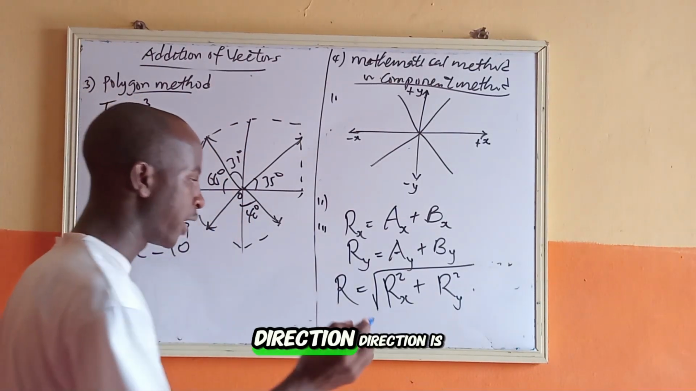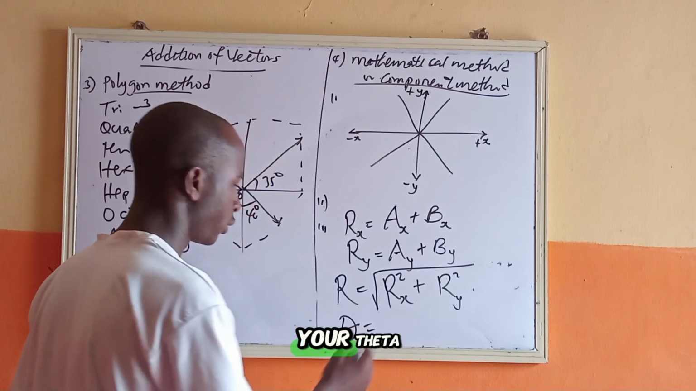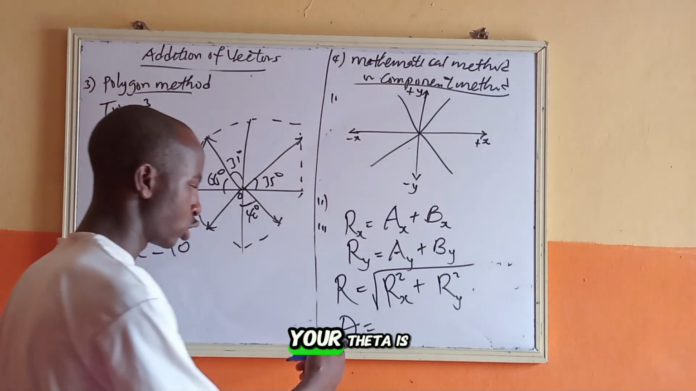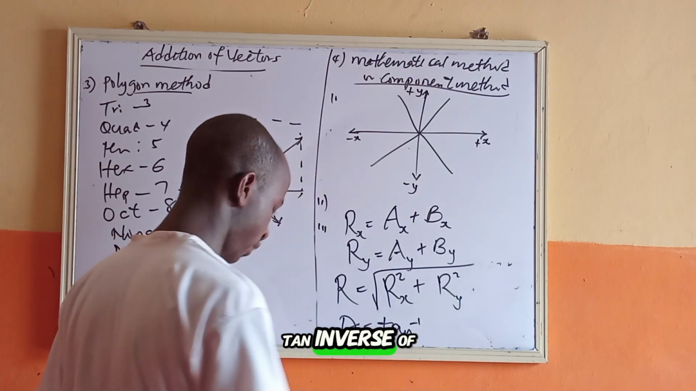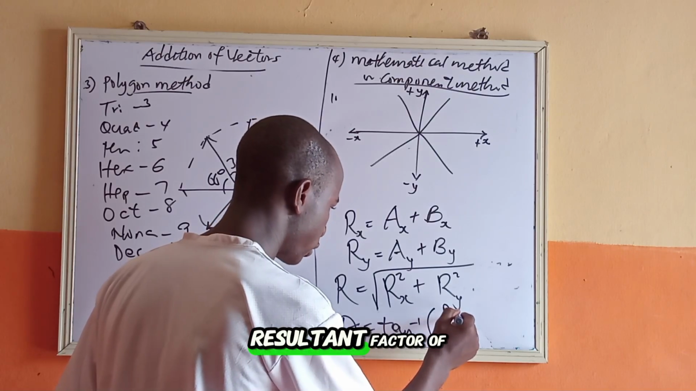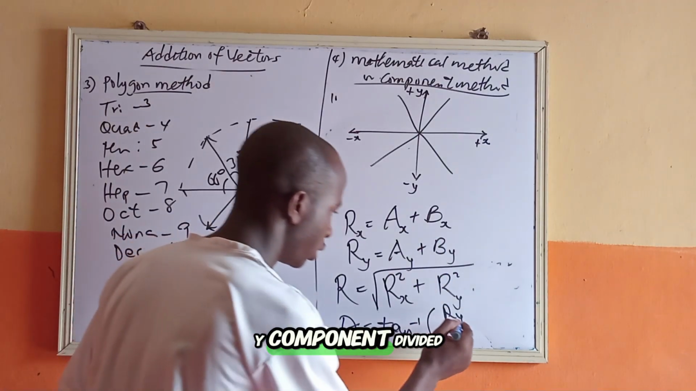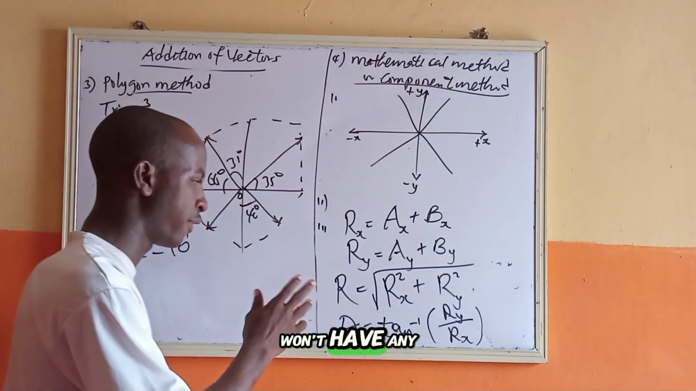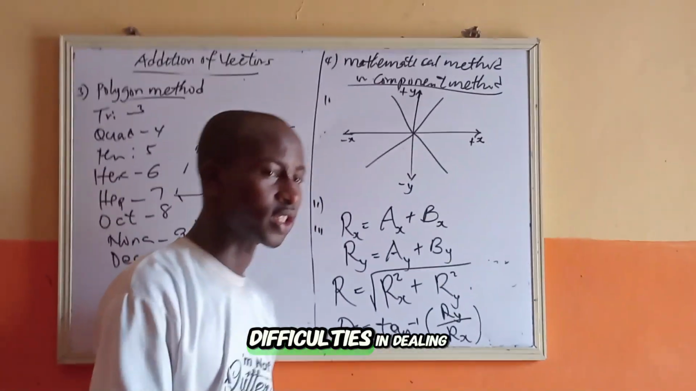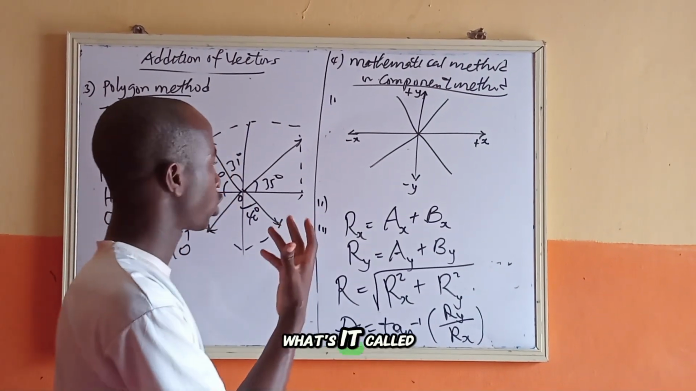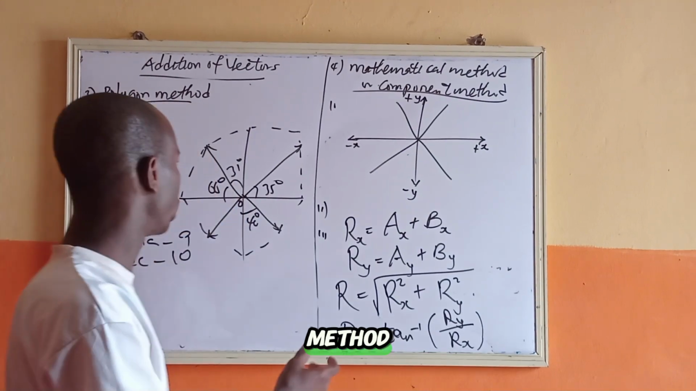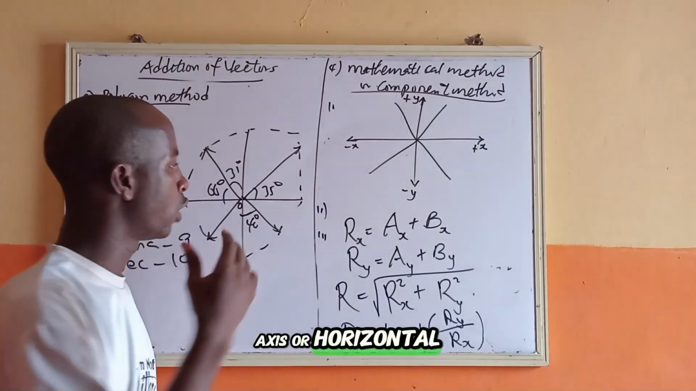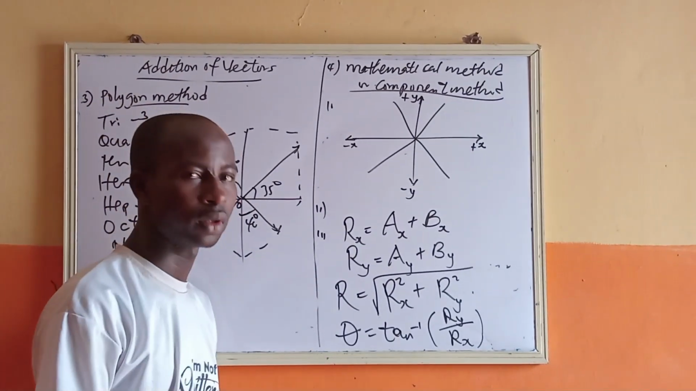You now have to find the direction. Direction is your theta. And remember that your theta is written as gradient in mathematics. So your theta is tan inverse of resultant vector of y component divided by resultant vector of x component. With this, you won't have any difficulties in dealing with your calculation in mathematical method, finding resultant vectors either in vertical axis or horizontal axis in physics.